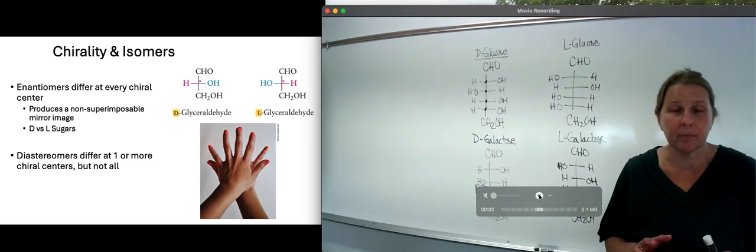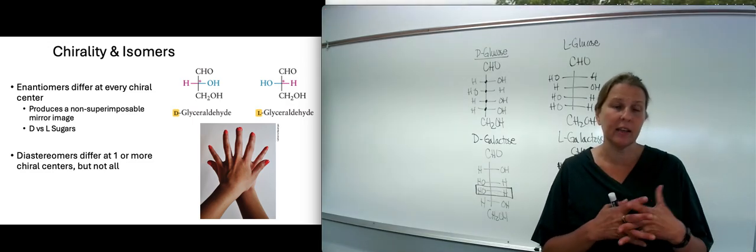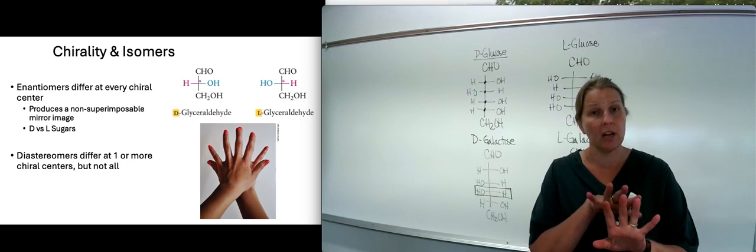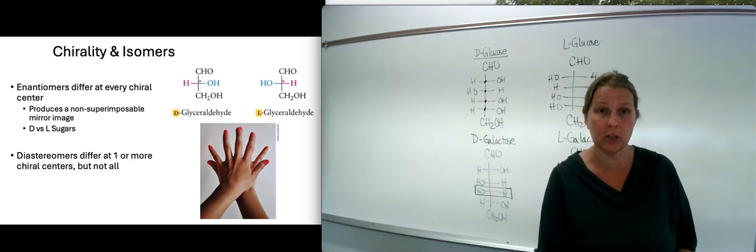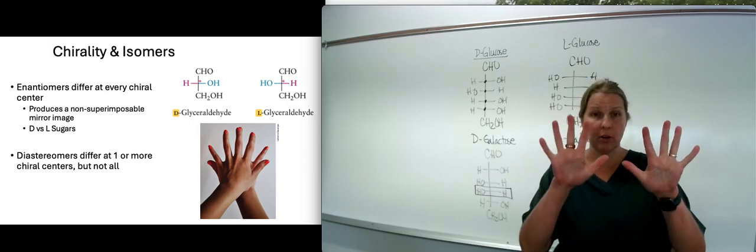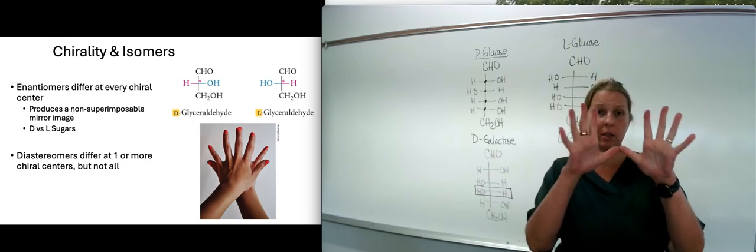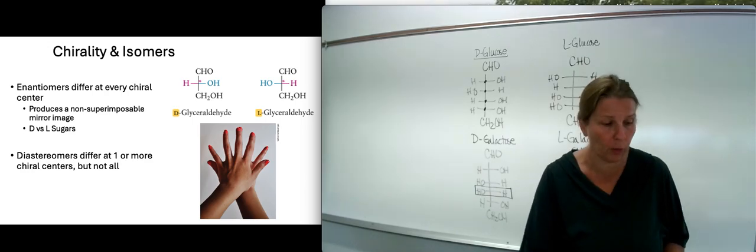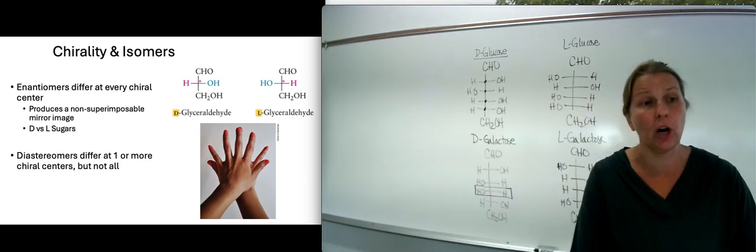So welcome back. Again, we were just talking about chirality and isomers. So again, we have the enantiomers, which are the non-superimposable mirror images. If you think again about chirality being handedness, so if you think about your hands, they are mirror images of one another, but they are not superimposable. So that's what we're going to take a look at now in regards to sugars.